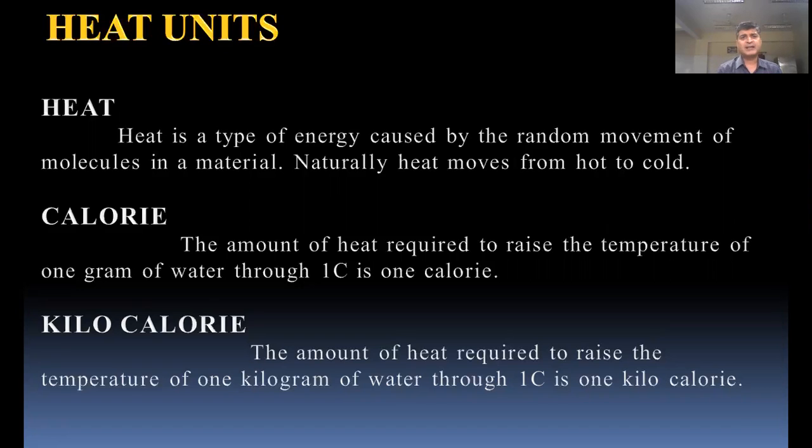Now, the first is heat. The best example of heat is if we rub our hands like this, after a few seconds our palms get heated up. So, it's basically heat which we have generated. Heat is a type of energy caused by the random movement of molecules in a material, and naturally heat moves from hot to cold. Now, in this unit, there are certain definitions.